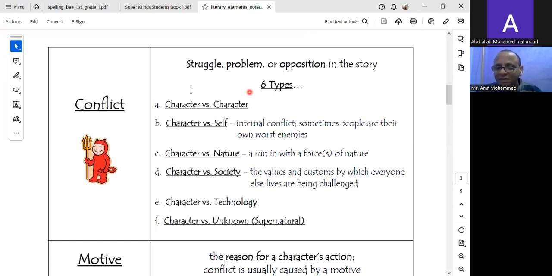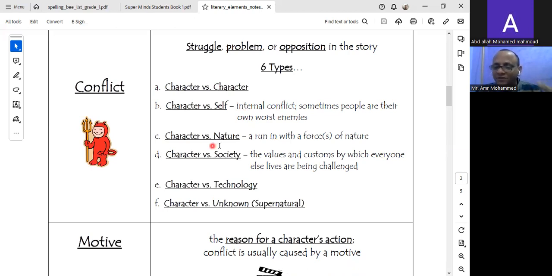And we have six types of conflict. Character versus character: we may find a character and another character, and they have problems, and there is suspense between those two characters. And character versus self: there may be a conflict or a problem between the character and himself, an internal conflict. We call it internal conflict. Sometimes people are their own worst enemies.